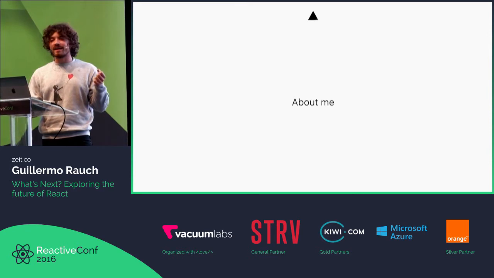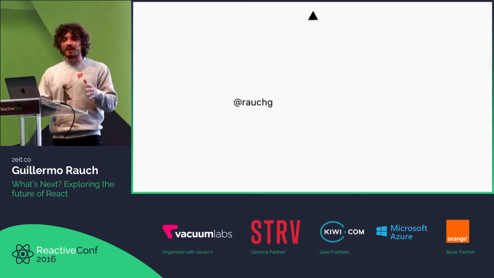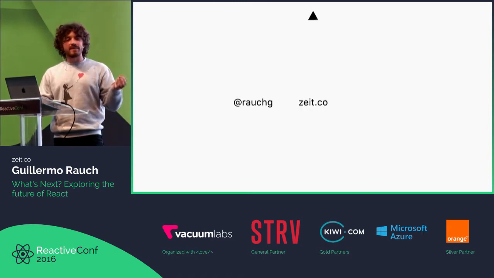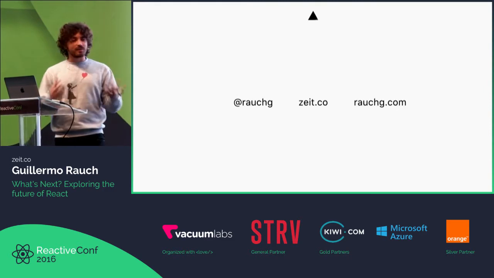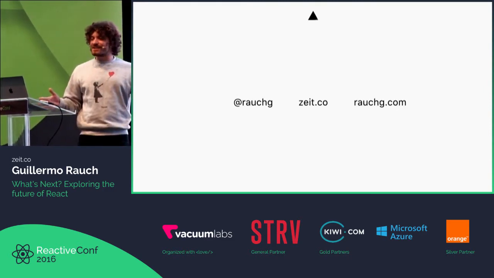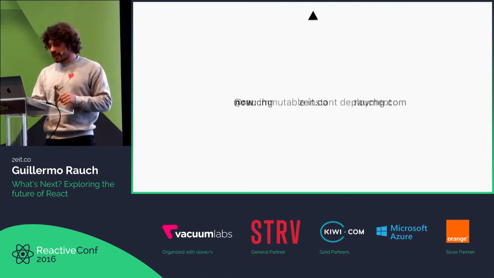Before I go on, I'll tell you a little bit about me. My name is Guillermo Rauch. I'm on pretty much every social media website that I could get my username on as RauchG. I'm the CEO and co-founder of a company called Zeit, and I blog at RauchG.com. I don't blog often, but when I do, it's very long essays, so brace yourselves, and I'm going to be talking about two of those today.